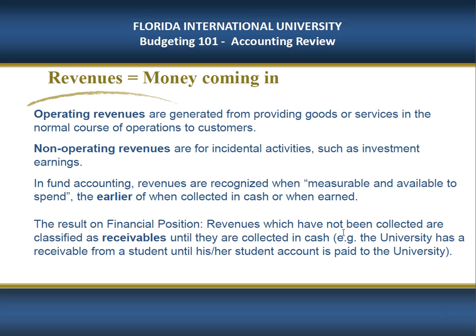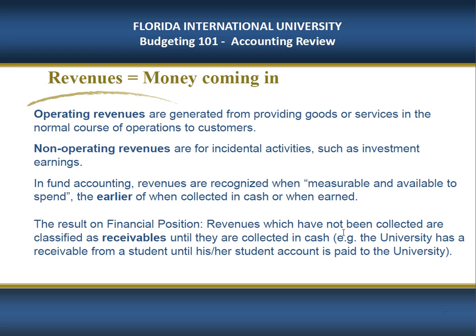Revenues. Remember, revenues are monies coming in. We have two general types of revenues. Operating revenues, which are generated from providing goods and services to our customers in the normal course of operations. And we have non-operating revenues. An example there would be interest income that we make on our excess cash. Most of you, though, will be exposed to operating revenues.